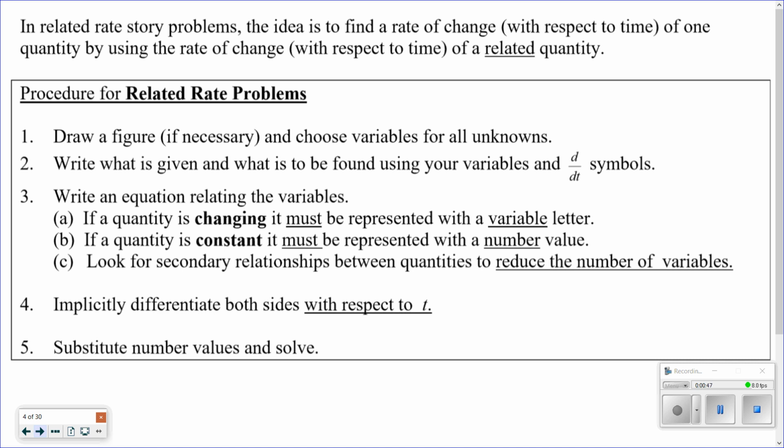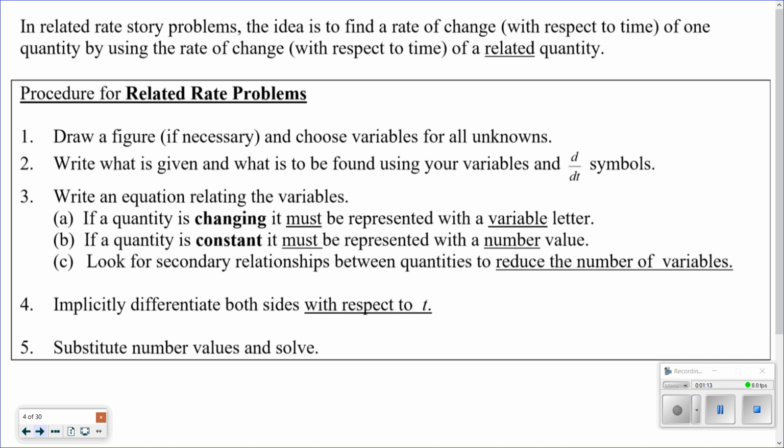All right, so step number one is, if there's not a figure, like sometimes they already have it drawn for you, but if not, you want to draw a figure if necessary. There are some problems maybe where that's not necessary, but a lot of these involve some geometry figures, and drawing a figure helps. And then you can also choose variables for all the unknowns. You want to write what is given and what is to be found using your own variables and dt symbols.